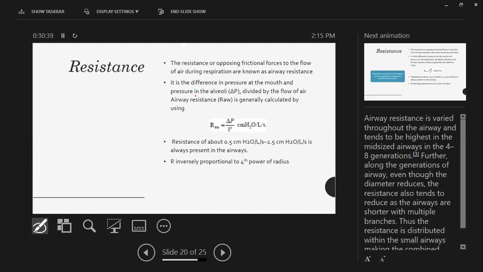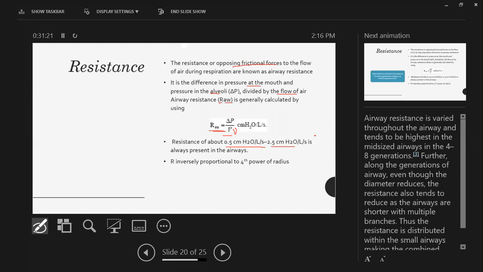What is resistance? See, resistance is something opposing the flow of air, correct? This opposing frictional force is called airway resistance. The difference between the pressure in the mouth and the pressure in the alveoli, divided by the flow of air, V dot, where V dot is represented as flow of air, is airway resistance. Okay, RAW is resistance of airway. And normally it's about 0.5 centimeter of water per liter per second to 2.5 centimeter of water per liter per second. And resistance is inversely proportional to the fourth power of radius.